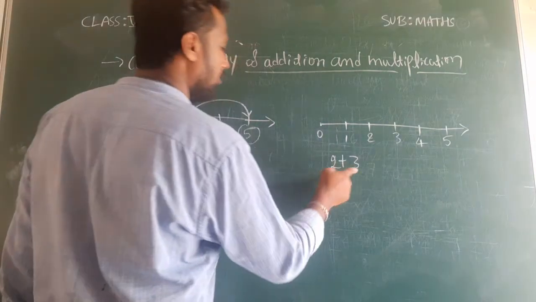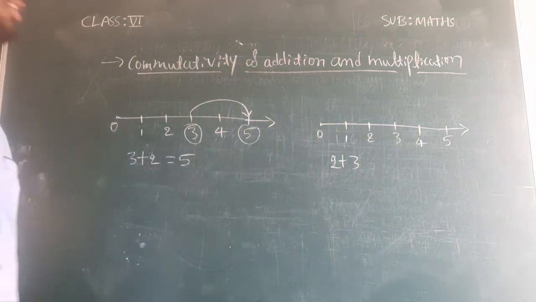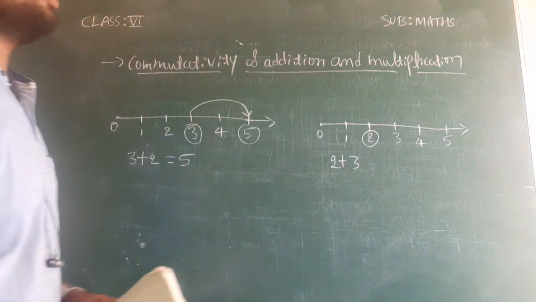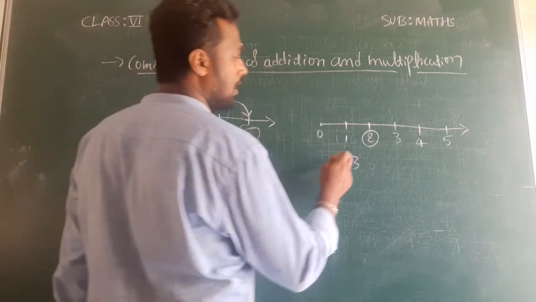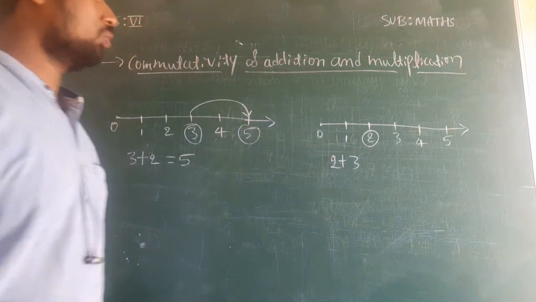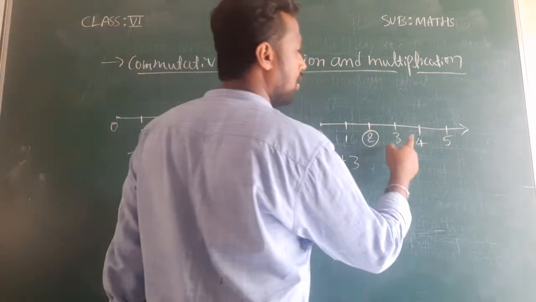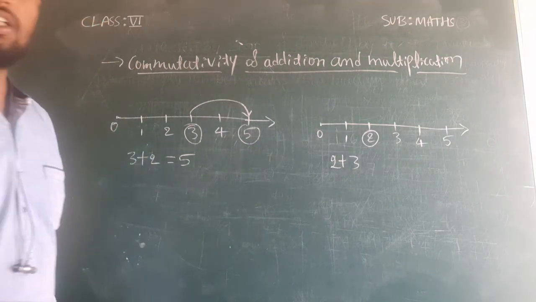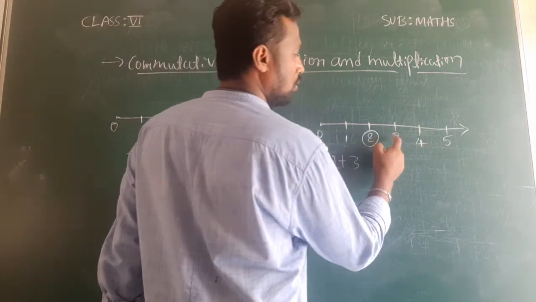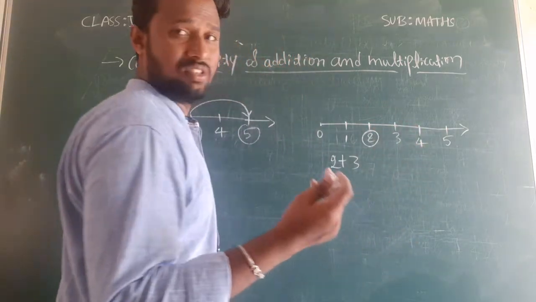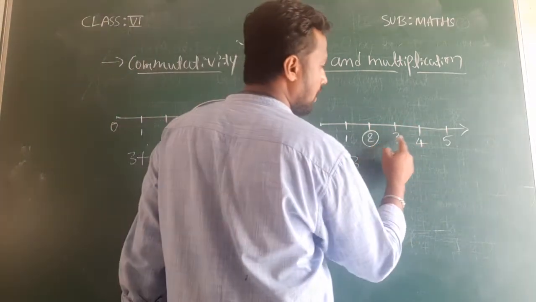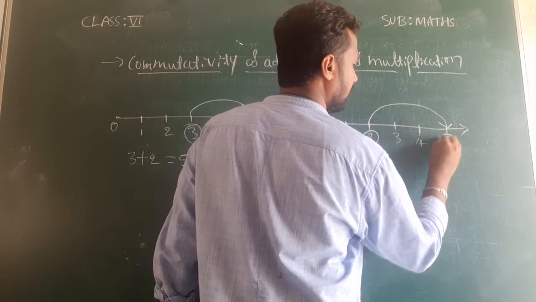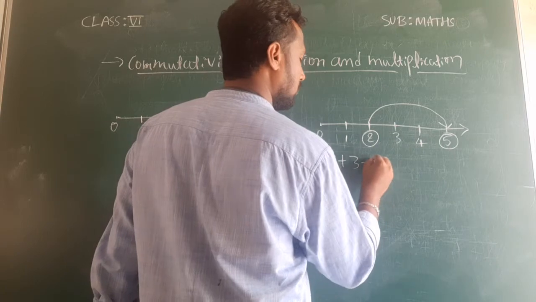Now again, here we have 2 plus 3. Where we have 2 here, first we have to represent 2. Now we have to add 3 to this 2. How many steps do I have to move towards the right side? We are adding, so we move in the right direction. We have to move 3 steps: 1, 2, 3. So we will get 5 here. 2 plus 3 means 5 we got.